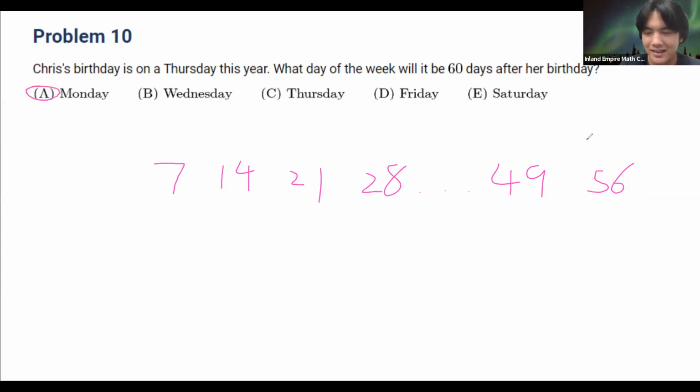Whoever got this, congratulations. Everyone else, you were on the right track. It's just that this problem is pretty tricky in terms of counting. So you just have to be a little bit more careful, but good job nonetheless.